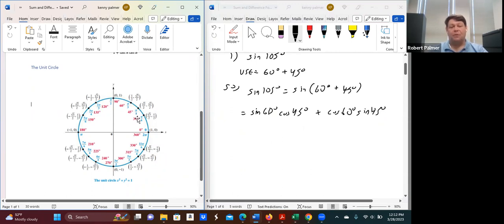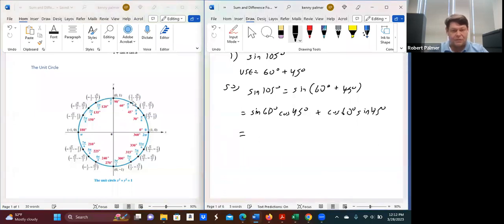And if you're on the unit circle, then your x-coordinate is the cosine of that angle, and the y-coordinate is the sine of that angle. So the unit circle makes this simple, okay? So for 60 degrees, cosine is the x-coordinate, which is 1/2. The sine of 60 then is the y-coordinate. That's the square root of 3 over 2.